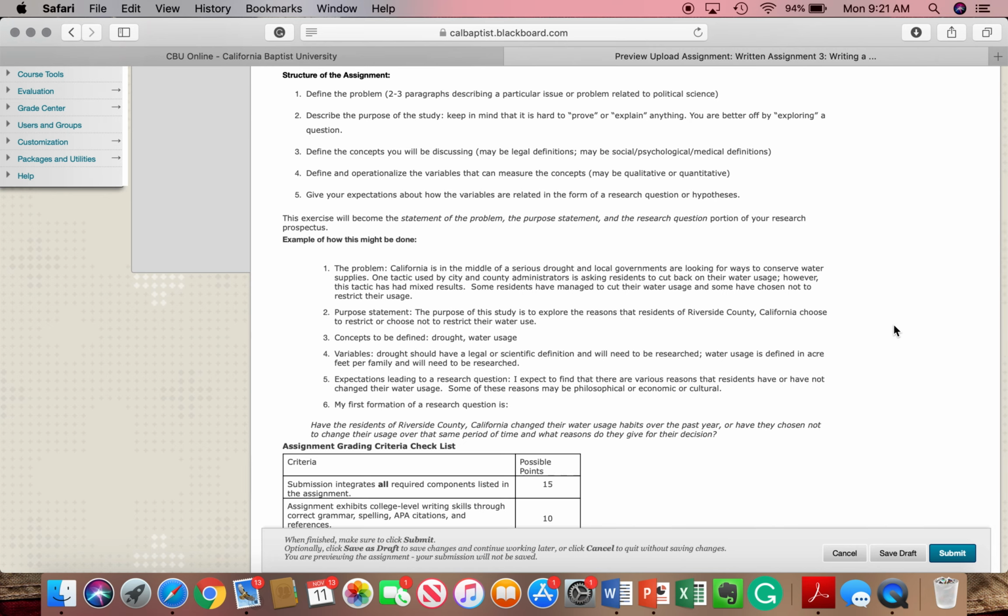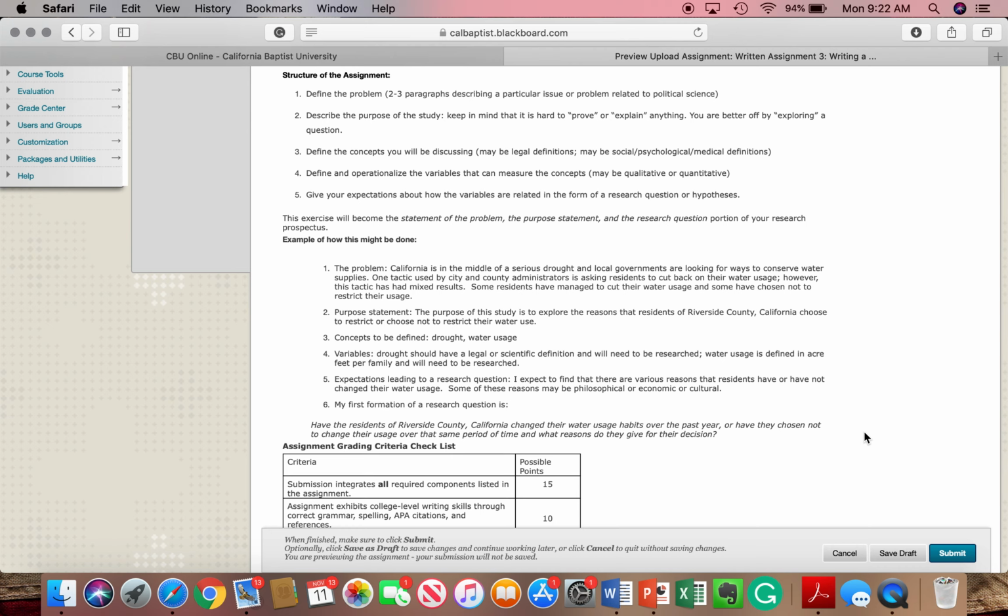So here's an example that we've talked about, from when we were going through the water restrictions. The problem: California is in the middle of a serious drought and local governments are looking for ways to conserve water supplies. One tactic used by cities and county administrators is to ask residents to cut back on their water usage. However, this tactic has had mixed results. Some residents have managed to cut their water usage and some have chosen not to restrict. So that's the problem. The purpose of the study is to explore the reasons that residents of Riverside County, California choose to restrict or choose not to restrict their water use.